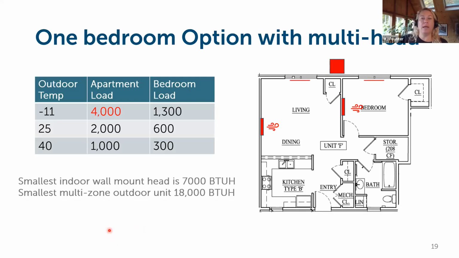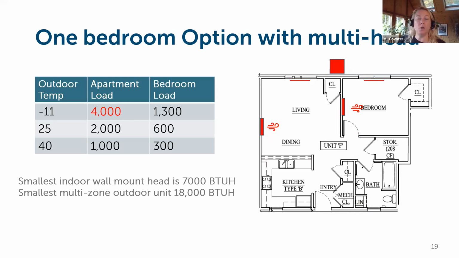So a typical 1-bedroom apartment: say I have a customer who's building an apartment complex and they're working with their design engineer and they say, well, I want to have heat and cooling in both my living room and the bedroom. This whole apartment was put into a load calculation software, and it was determined that they need 4,000 BTUs at -11. And you've got 2 indoor units, 1 outdoor unit, and the red lines are your backup electric resistance.